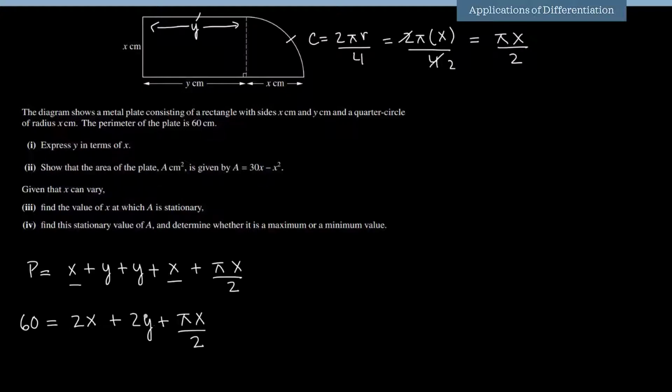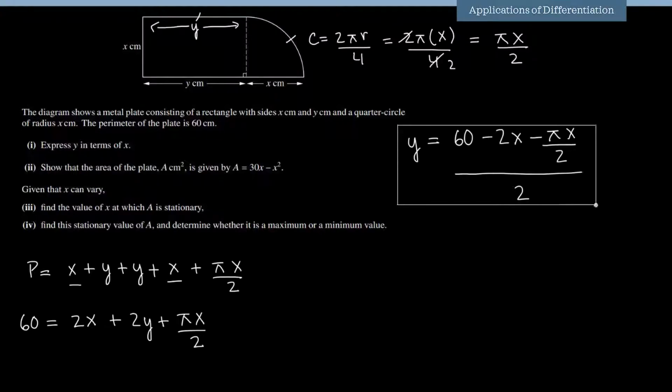So in this equation, I'll make y the subject, so y would be equal to 60 minus 2x minus pi x upon 2 divided by 2. This is the answer to the first part of the question. I've made an equation for y in terms of x.